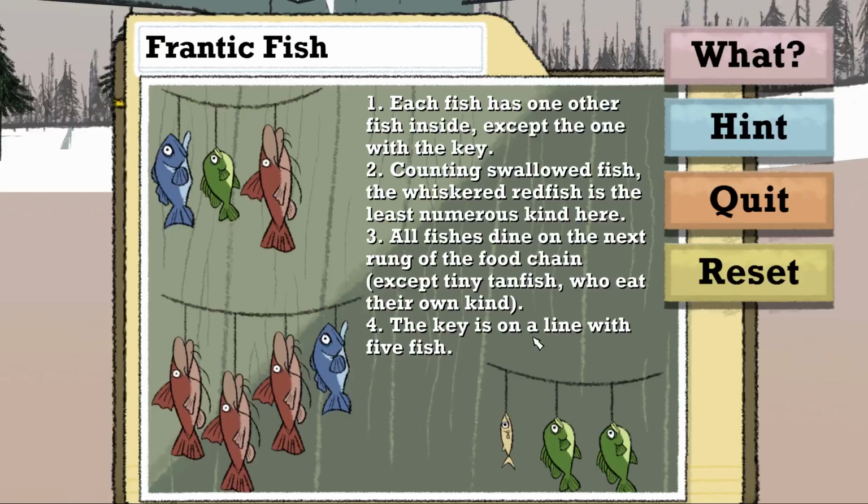Okay. Yeah, but the way my brain analyzed that, it would have to be this one. What do you... You just said 3 fish. It can't be this one because it says each fish has one other fish inside, except the one with the key. Counting swallowed fish, the whiskered redfish is the least numerous kind here.